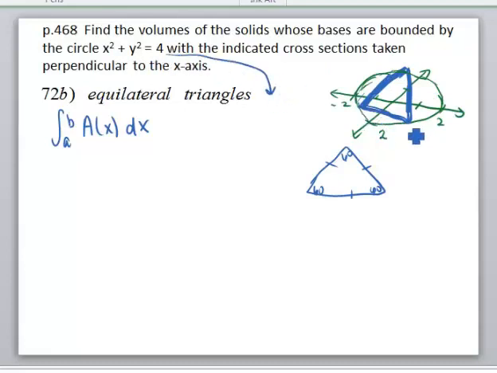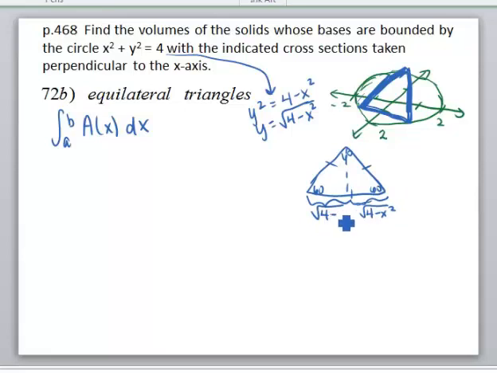Well, I'm going to be able to figure out this base by solving for y. So I'm going to say y squared equals 4 minus x squared. And then I'm going to square root both sides, which gives me the square root of 4 minus x squared. So that's what y is equal to. So this part right here is equal to that. I'm going to draw down from the vertex of this triangle to represent this axis here. So this right here is equal to the square root of 4 minus x squared. That means this other side is also the square root of 4 minus x squared.